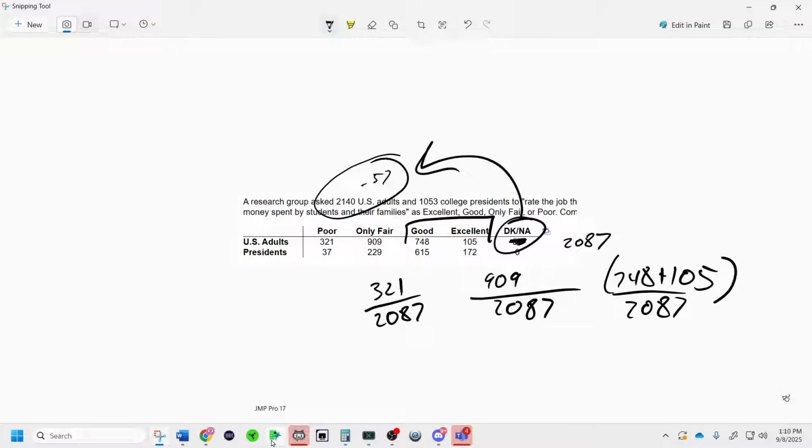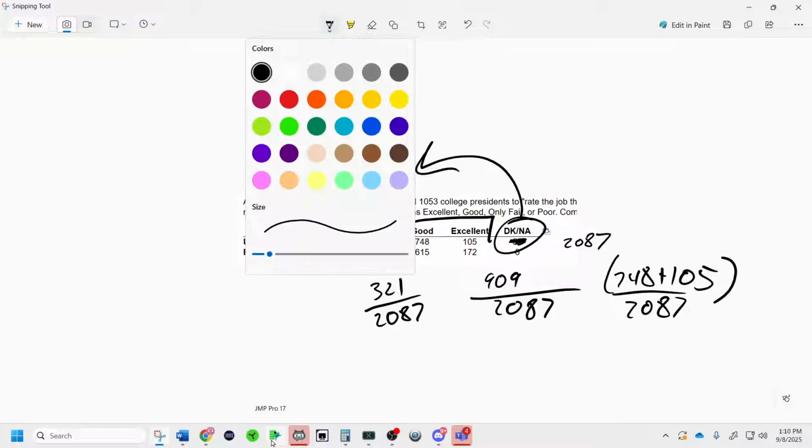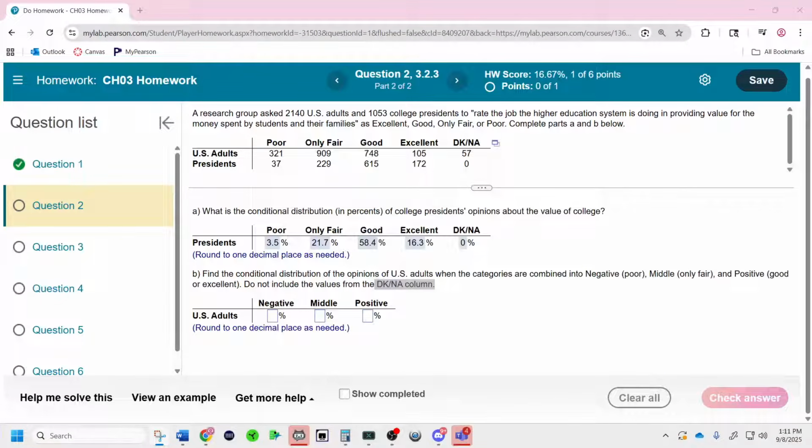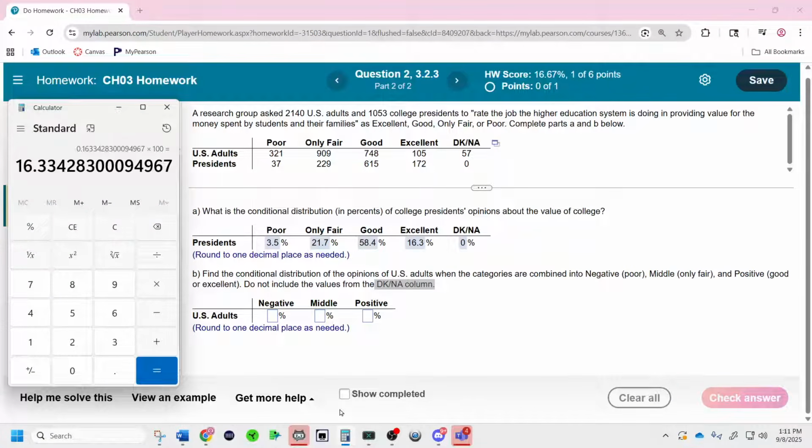These are the percentages associated with each group. Once again, we're doing a conditional display, so we're only focusing in on the U.S. adults. We are not using the information down below. We're only looking at that info right there. Just understanding how the problem is done, we're going to find this percentage, this percentage, this percentage. So I'm going to put this over here on the screen. I'm just literally doing the math you saw me do. And so we have 321 divided by our new total of 1087 and times by 100.